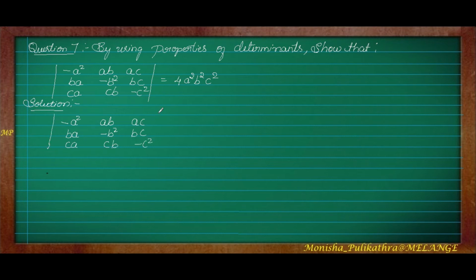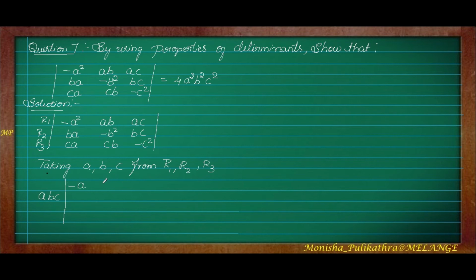Next I'll be taking out abc from row 1, row 2 and row 3. So this is row 1, row 2 and row 3. I'll be taking out a from row 1, b from row 2 and c from row 3. Since I have taken abc, I have taken a from row 1. So a square means 2a will be there, 1a I have taken out, so 1a will be remaining.